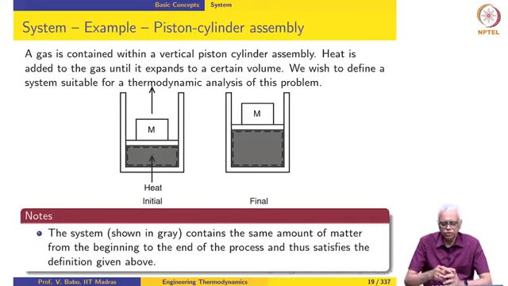So the system that is shown in gray, so the dashed line is the system boundary, and whatever is enclosed within the system boundary is actually the system. So the system shown in gray contains the same amount of matter from the beginning to the end of the process, and it thus satisfies the definition given above.